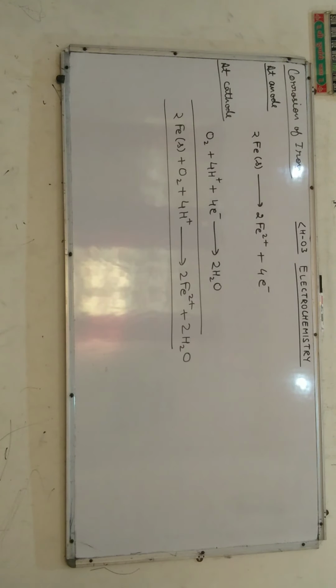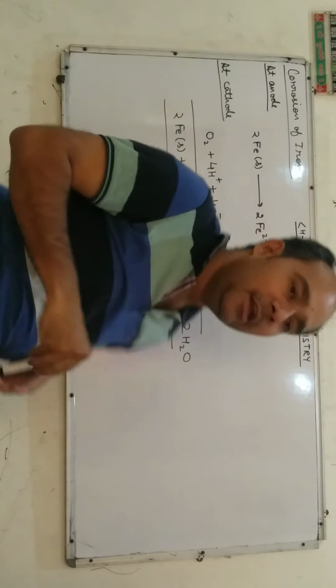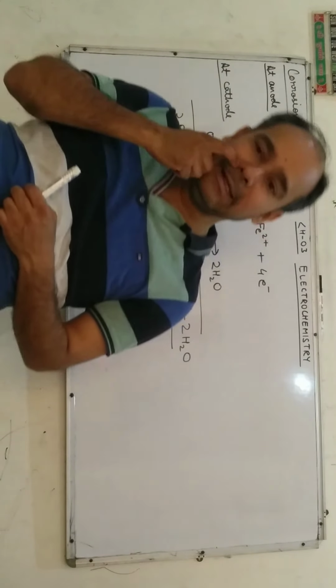Next question is, what is the role of the salt bridge in a galvanic cell? Students, the salt bridge provides a path for flowing ions. That's why we put a salt bridge in a galvanic cell.